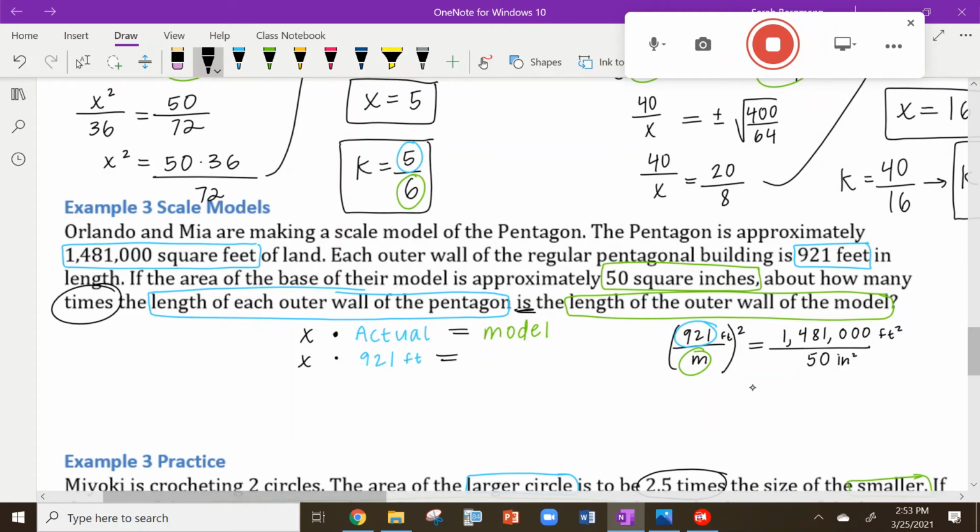You could solve it using method 1 or method 2. It's up to you. But you might want to reduce the fraction first. So 1,481,000 divided by 50, that's 29,620 over 1. So we can reduce that fraction first.